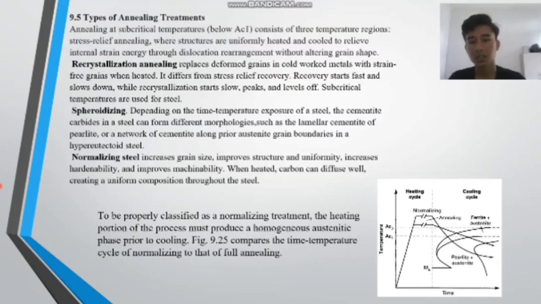Normalizing steel refines grain size, improves structure and uniformity, increases hardenability, and improves machinability. When heated, carbon can diffuse, creating a uniform composition throughout the steel. To be properly classified as a normalizing treatment, the heating portion of the process must produce a homogeneous austenite phase prior to cooling. Figure 9.25 compares the time-temperature cycle of normalizing to that of full annealing.